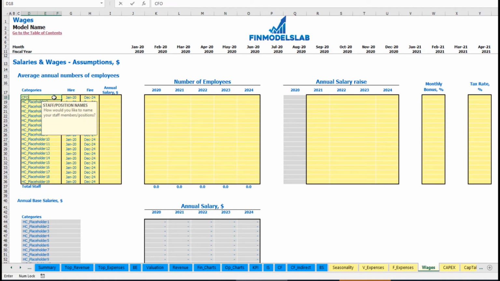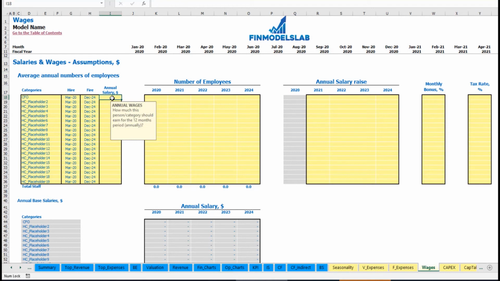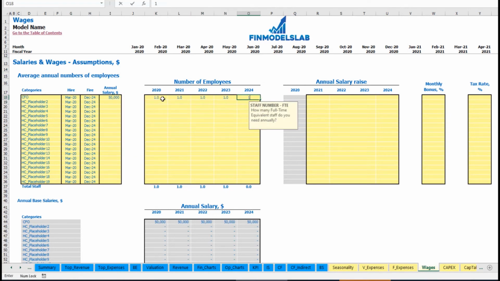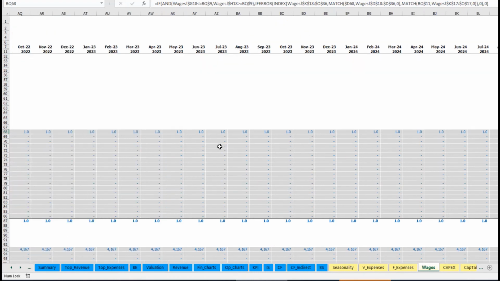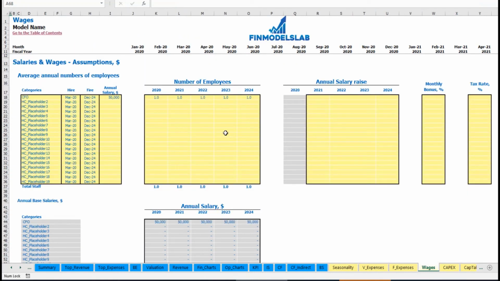Let it be CFO, which you are going to hire in March 20. You're not going to fire him, so the fire date will be December 24. So annual salary can be $50,000, and this will be one CFO over the time. So you may see one CFO, which is one headcount, starting from March till the end of the model, which is December 24. Also you can input 5% of salary growth rate. You may see the amounts by years connected to this annual salary and impacted by annual salary rise.